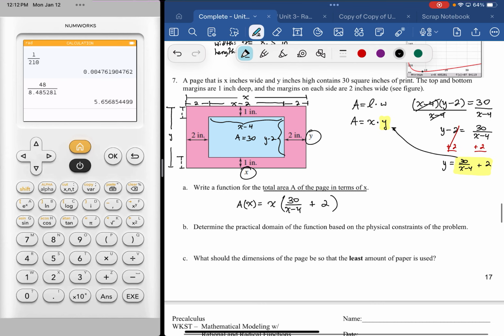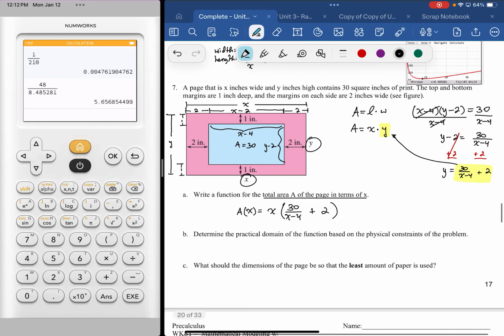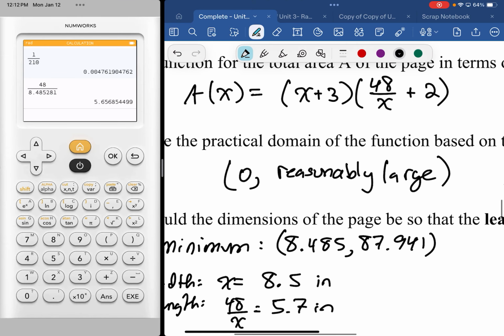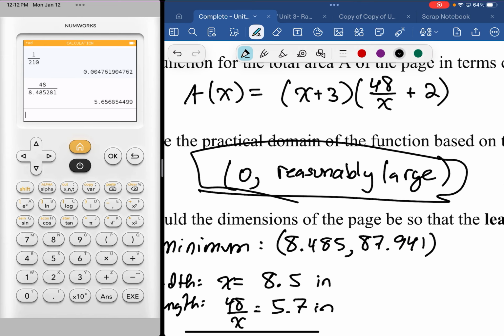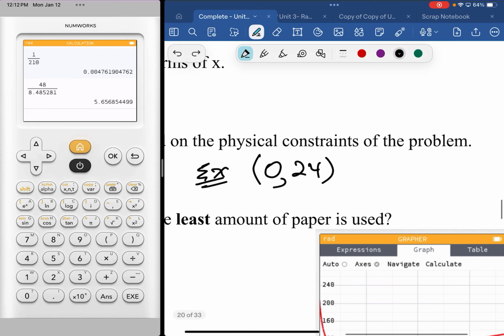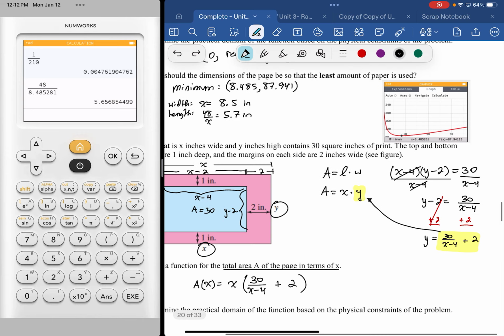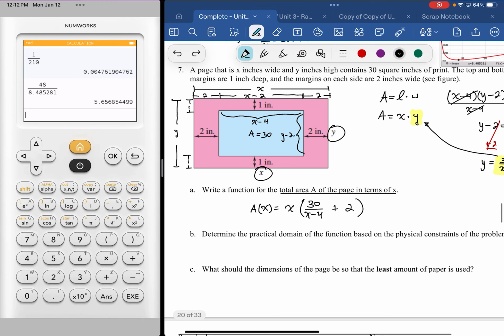In part B, it's saying find the practical domain. And honestly, everywhere where I say find the practical domain, I really mean find a practical domain, right? Especially for some of the other problems, you'll say the practical domain is a value from 0 to some reasonably large number. I would say, for example, 0 to 24. You might say 0 to 20, and you'd still be right. As long as you find a practical domain, you're good, based off the physical constraints.